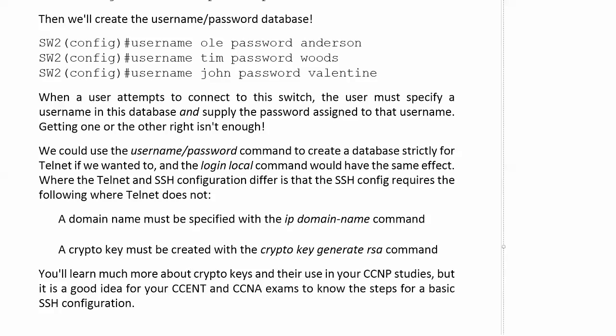There's also a couple of commands I'd like you to know about as far as SSH goes. You have to specify a domain name with the IP domain name command, and you have to generate what we call a crypto key with the crypto key generate RSA command. Now this is one of those things where Cisco just kind of threw this in the CCENT. They're not really asking you to configure the entire thing. I hate just telling you that you need to generate a crypto key with this command and not getting into the details, but we have to stop somewhere on it. You will learn about that in your CCNA Security studies.